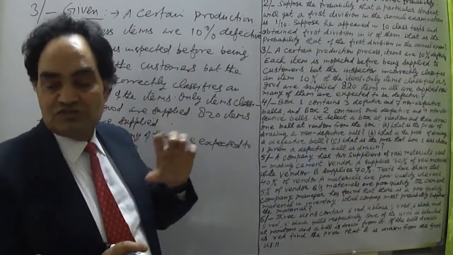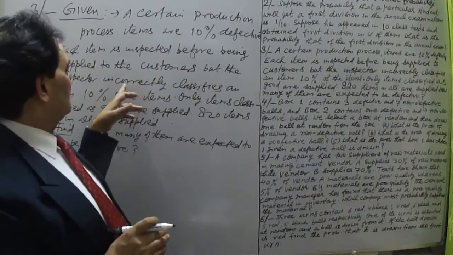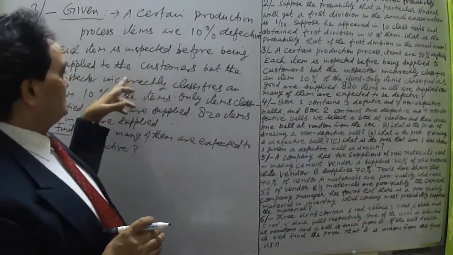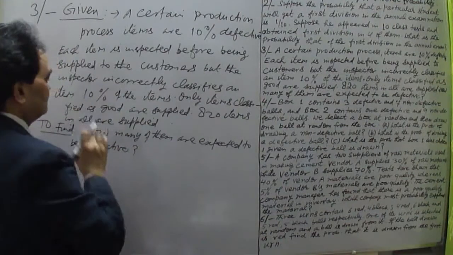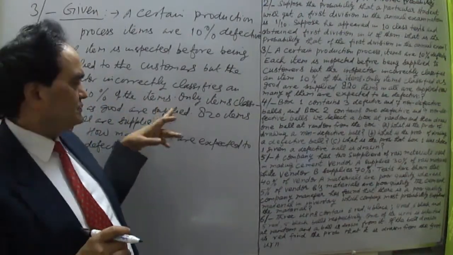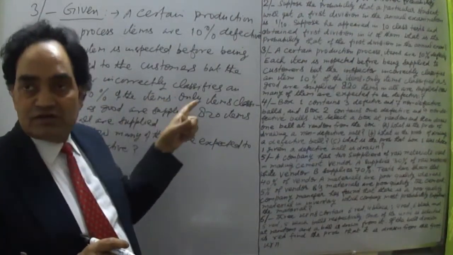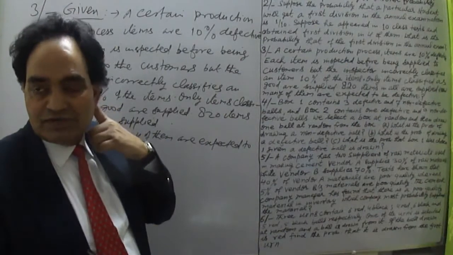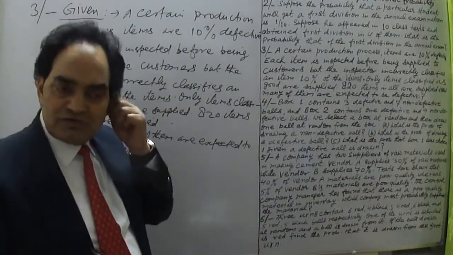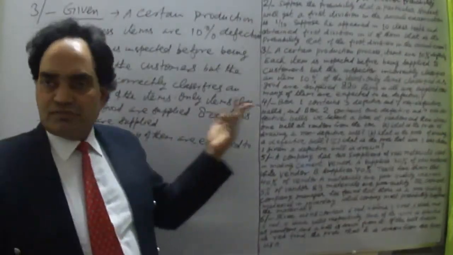What does the inspector, who inspects the items, do wrongly? The inspector incorrectly classifies an item 10% of the time, either as good or as bad. 10% of the items he classifies as good are not good, or 10% of the defective ones are classified as not defective. Only items classified as good are supplied.